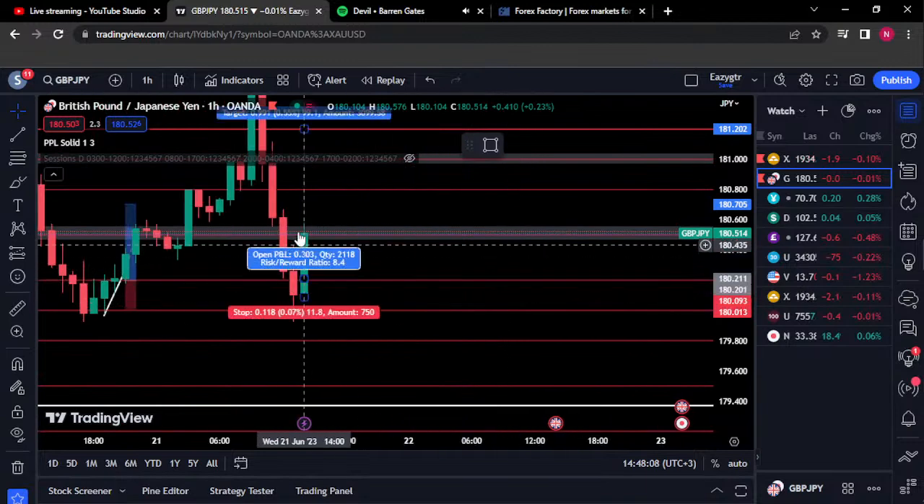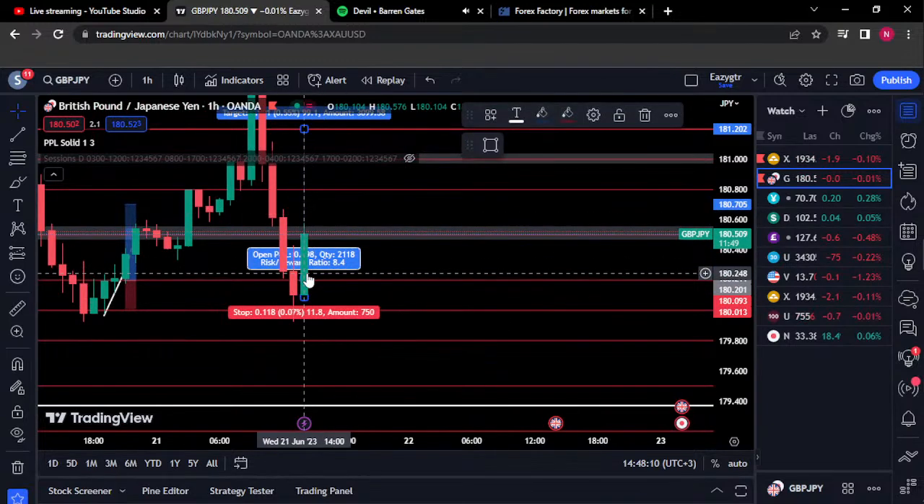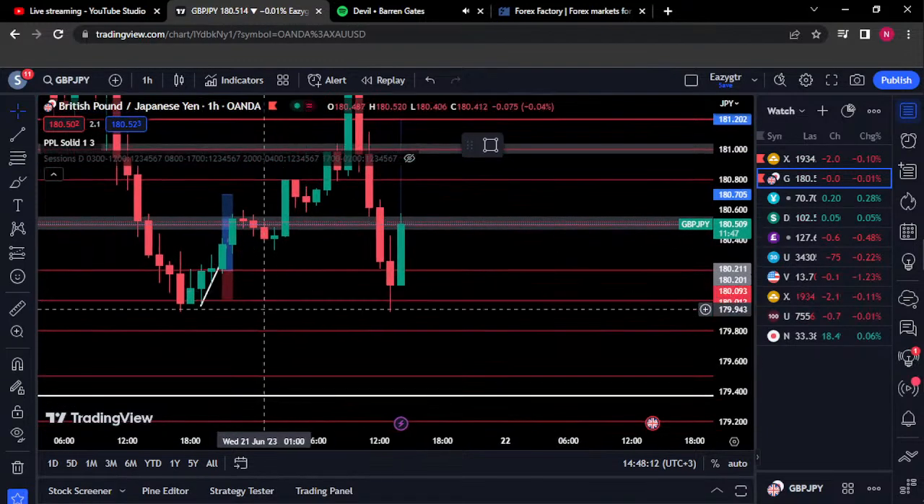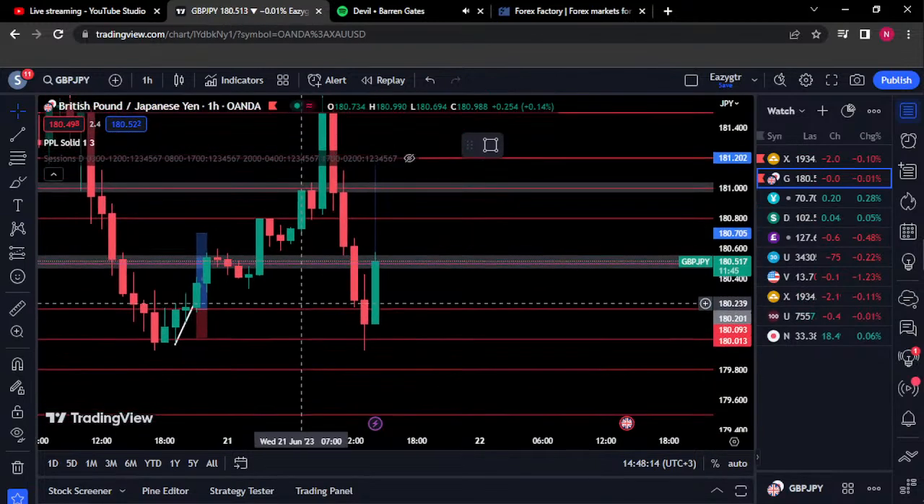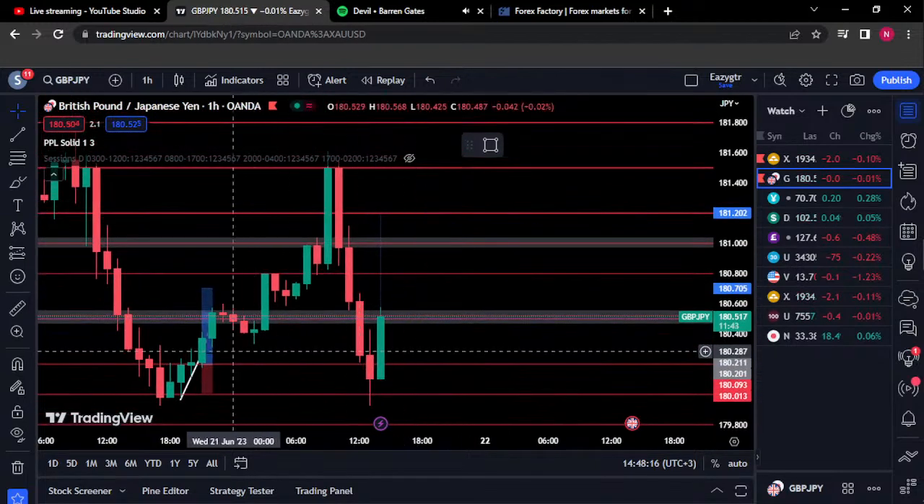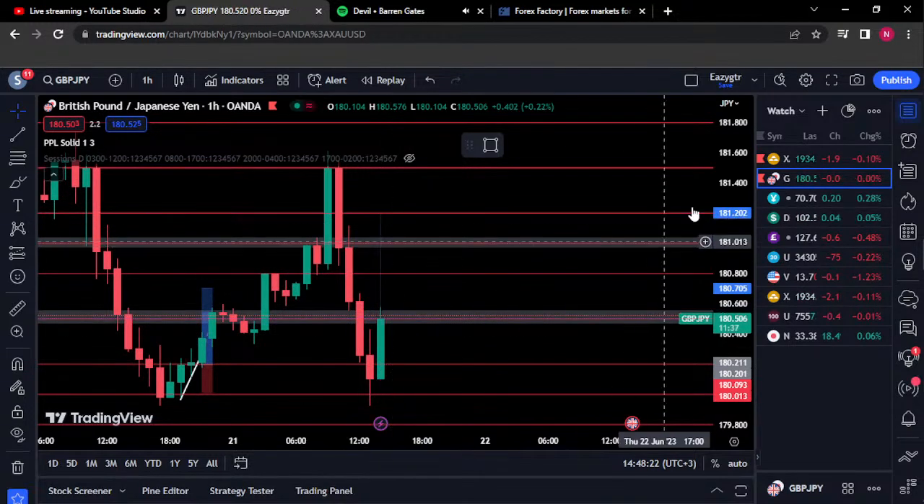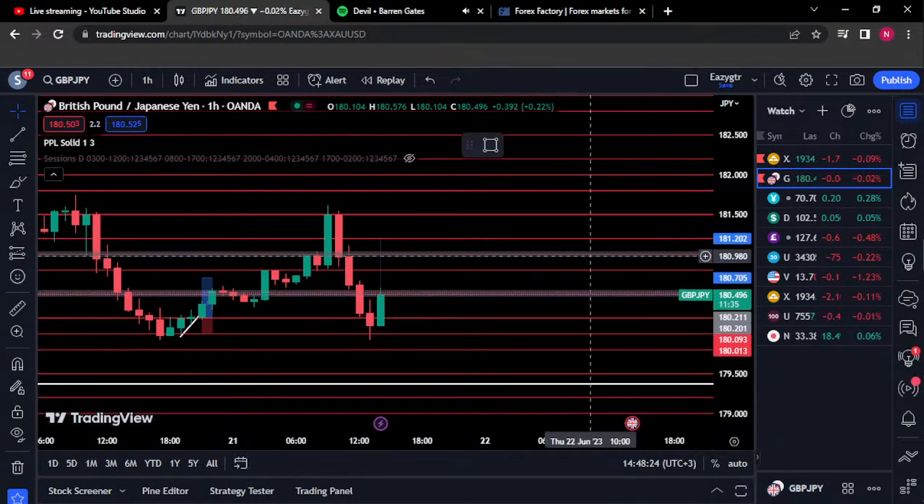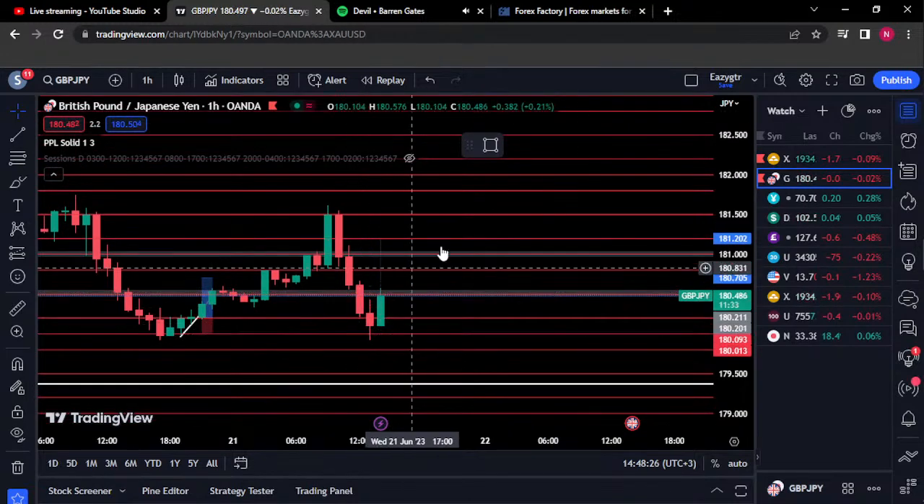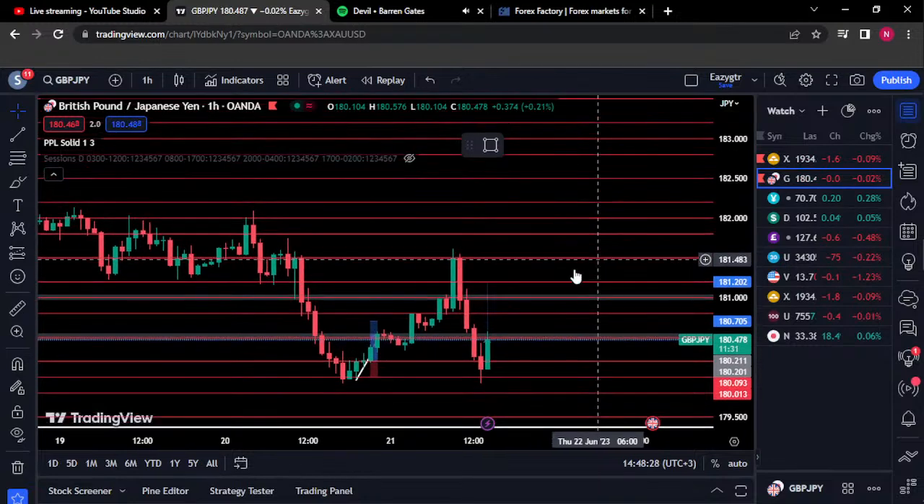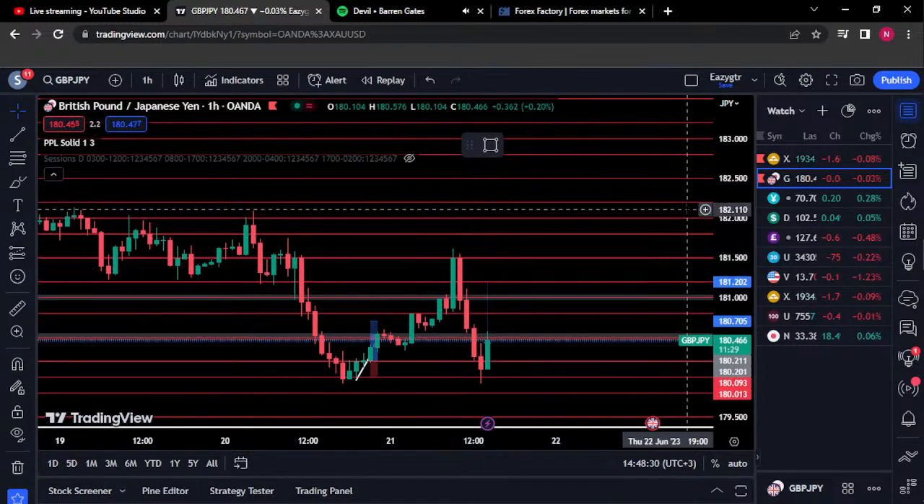So price does the same things day in, day out. What happened here is what will happen here, and that's why I took this trade yesterday and I'm taking this trade today. So fundamentally we're expecting GJ to be bullish during this session.